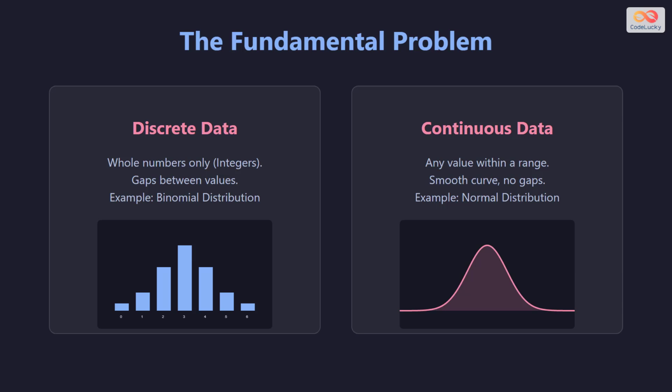Let's look at why we need this. On the left, we have discrete data represented by bars. These are whole numbers like counting people or coin flips. There are gaps between the values. On the right, we have continuous data represented by a smooth curve. It has no gaps and can take any decimal value. When we try to fit the smooth curve over the blocky bars, we have a mismatch in how they calculate probability.